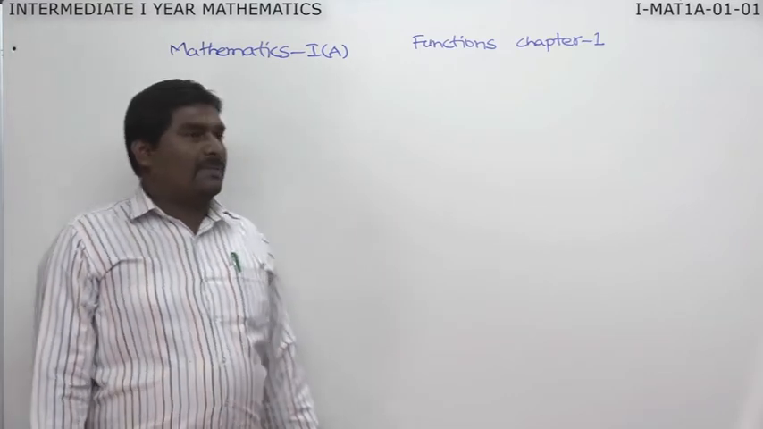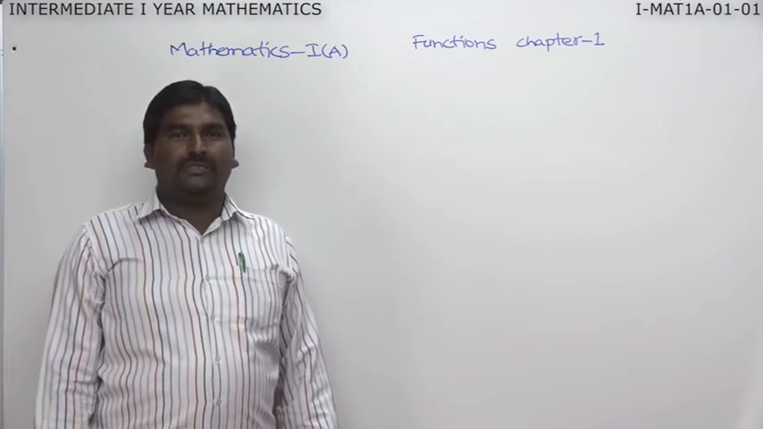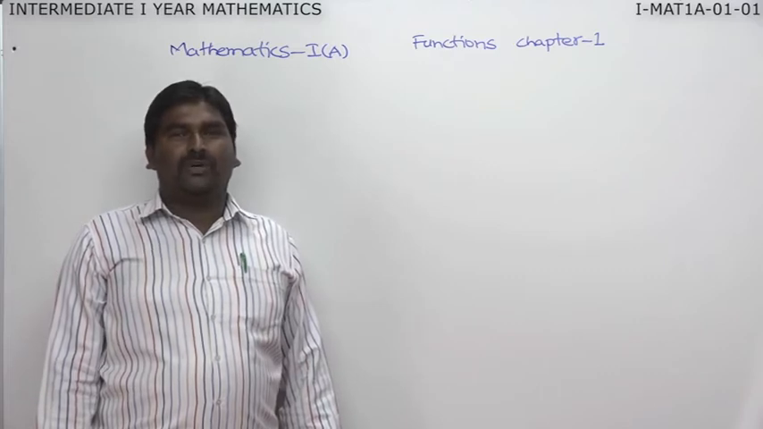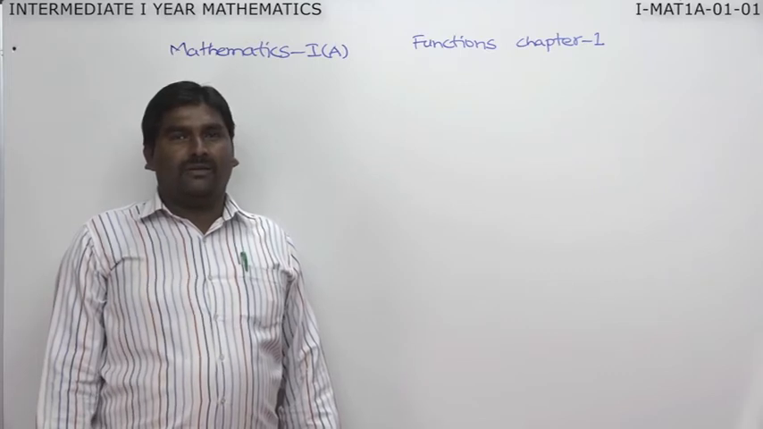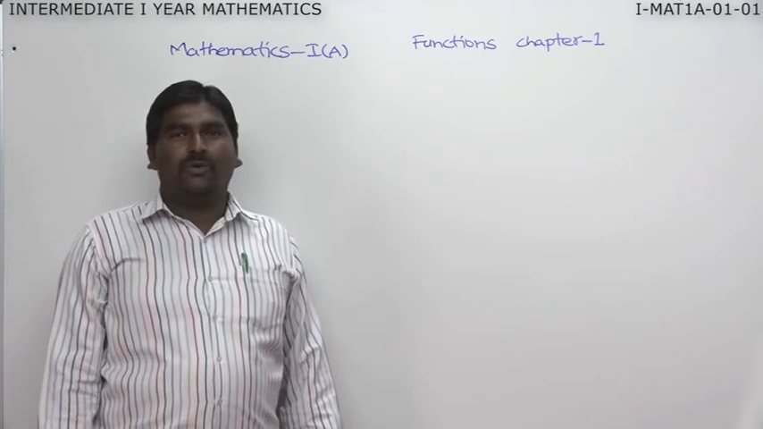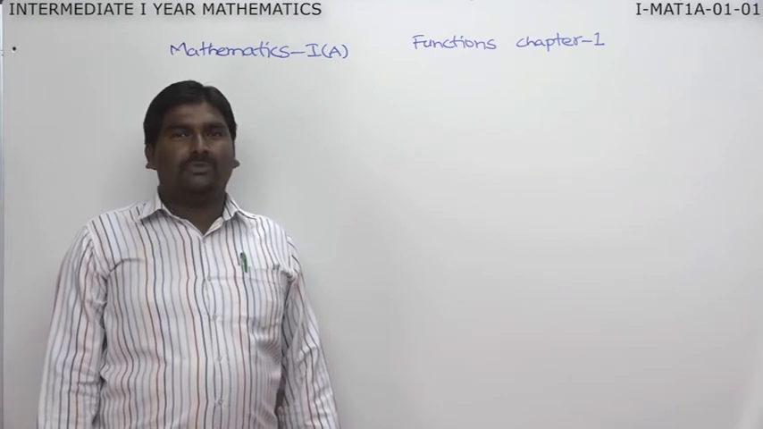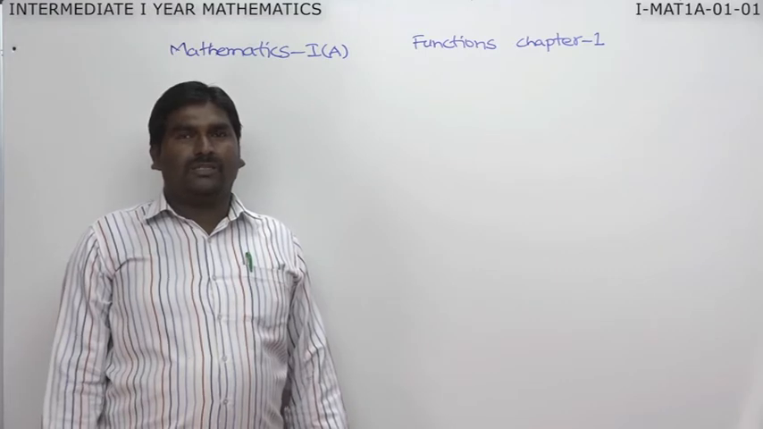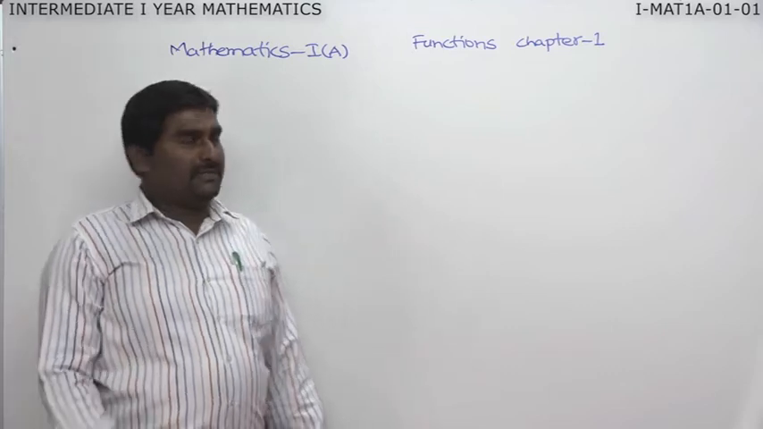Scientists use mathematics essentially to establish relationships. So, to establish relationships, we have to use mathematics. Here we have the first chapter, functions. Before going to learn functions, we have to learn the basic concepts related to functions. In this, the first concept is ordered pairs.